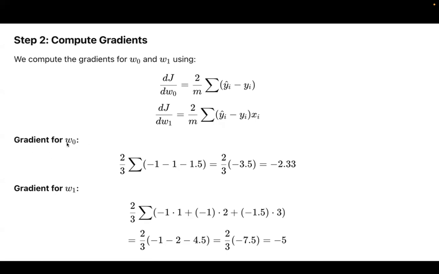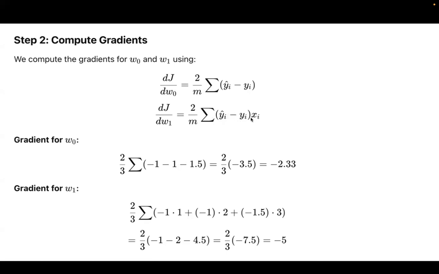Applying these two values, the gradient of W0, or the bias, is 2 by 3 times the sum of all our losses: minus 1, minus 1, and minus 1.5, which was minus 3.5. You multiply this and you get minus 2.33. So the new gradient for W0, the bias, is minus 2.33, and the new value for weight W1, applying the same formula, is minus 5.